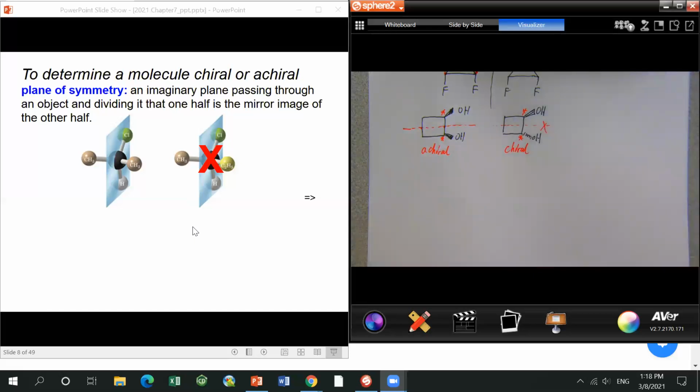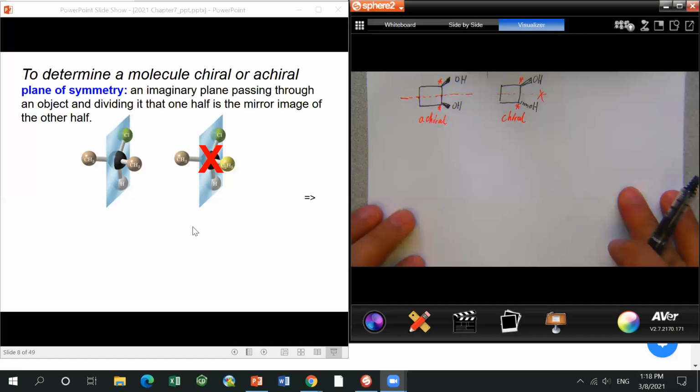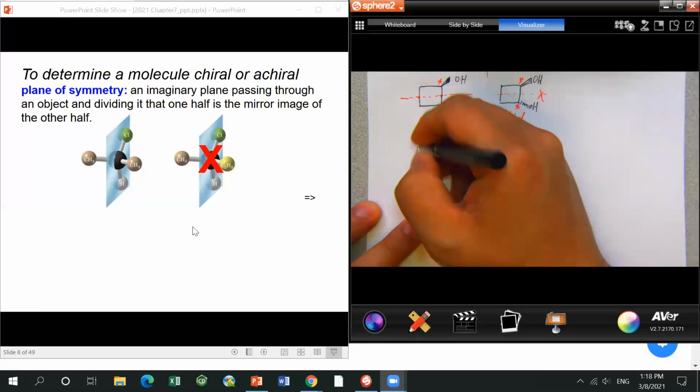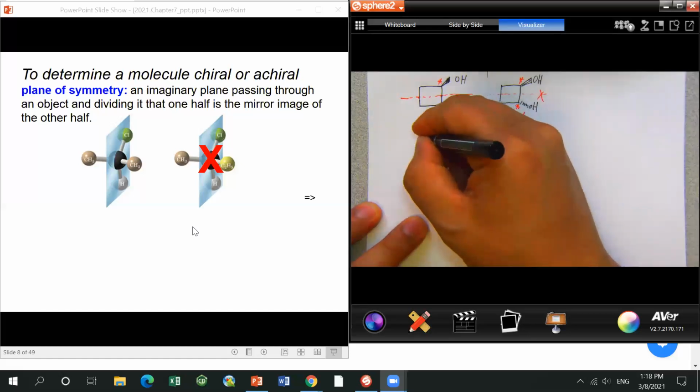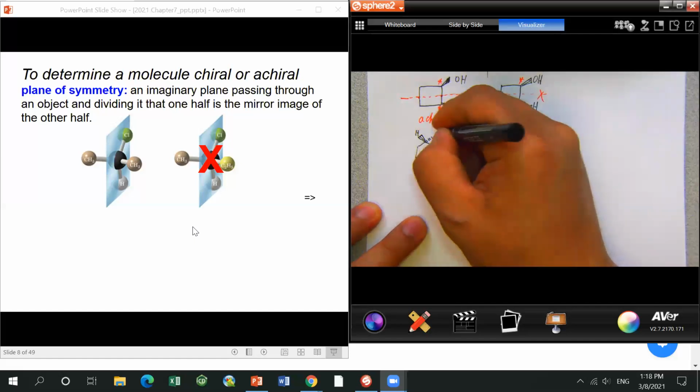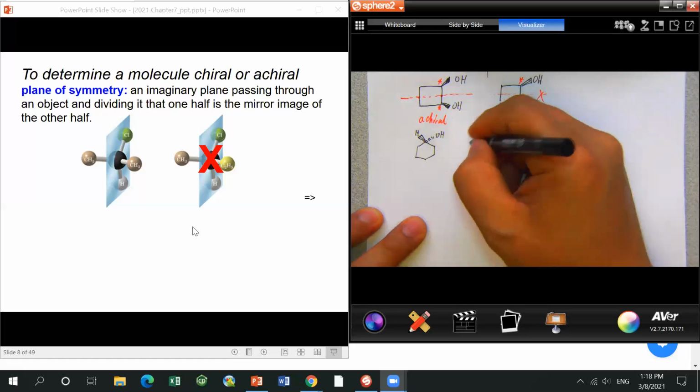All right, next, you guys take a try. I will draw 4 molecules, and you determine which is chiral and which is achiral.